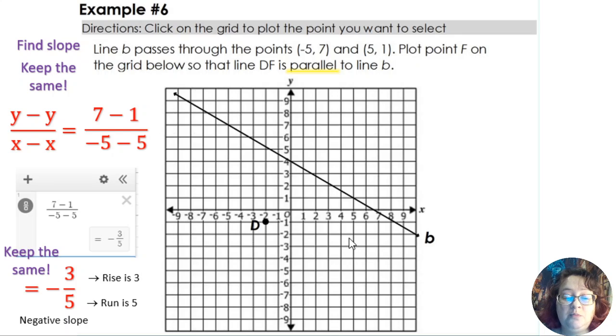So we're starting with point D. And my rise is 3, and it's a negative slope. So I'm going to go down. 1, 2, 3. And then my run is 5, so I go to the right. 1, 2, 3, 4, 5. That's where I can put my point. So point F is going to be at 3, negative 4. And I can draw a line through that, and you can see that those lines are parallel. So it looks like I did a pretty good job.